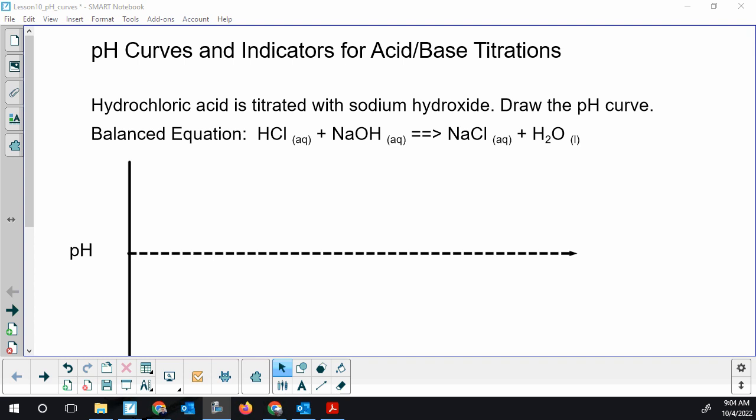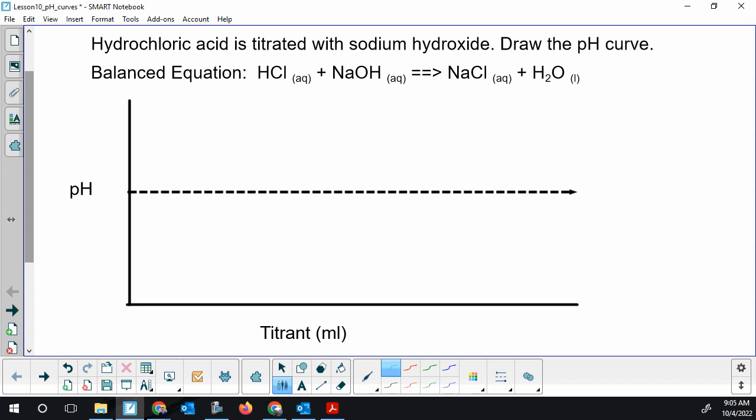So pH curves and indicators is the theme. We need to know the shape of the pH curve, but the real point of this lesson is to be able to pick what indicator is going to work. We need something that changes color that tells us to stop, and we can't always use the same chemicals.